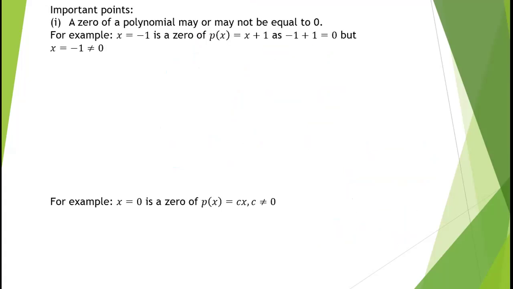Now we have some important points. What are those points? Let's learn about those points now. Important points. A zero of a polynomial may or may not be equal to 0.